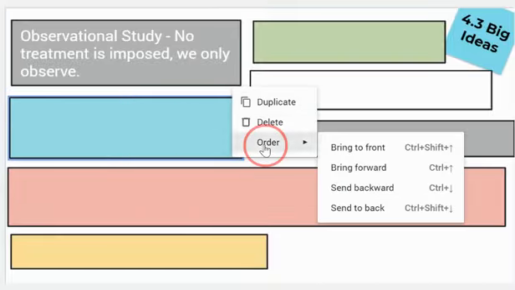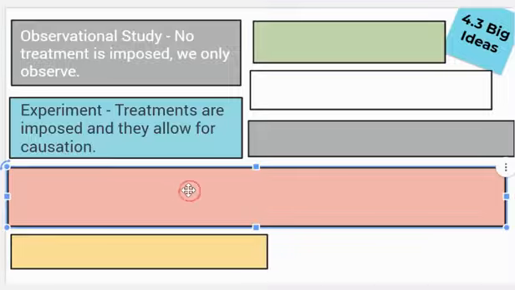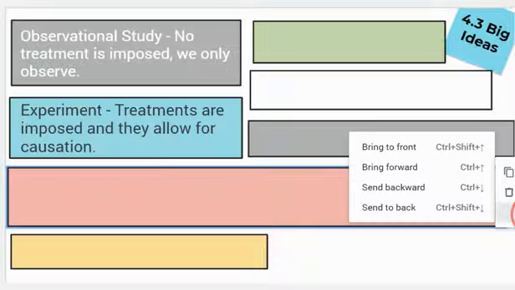Now, the second definition that we have here is an experiment. In an experiment, treatments are imposed, and this also allows for causation. The difference between an observational study and an experiment is that the test subjects, if you will, are given a treatment. There is something imposed upon them. They're not choosing to be a part, they're not choosing what is imposed upon them. It just happens, okay? Whereas in an observational study, we're just observing.